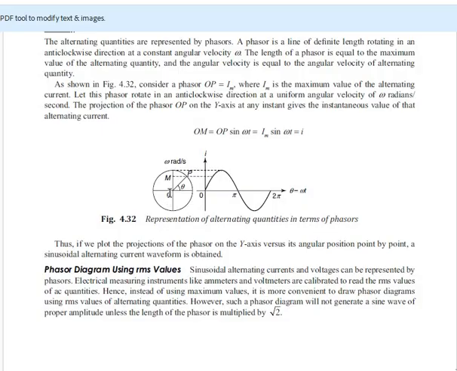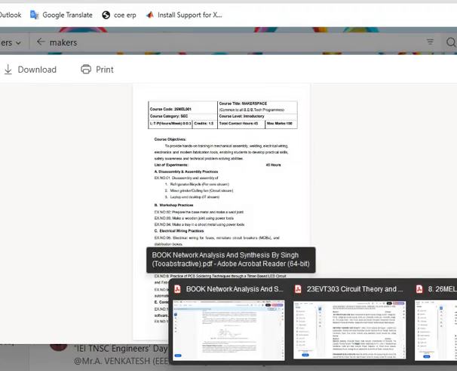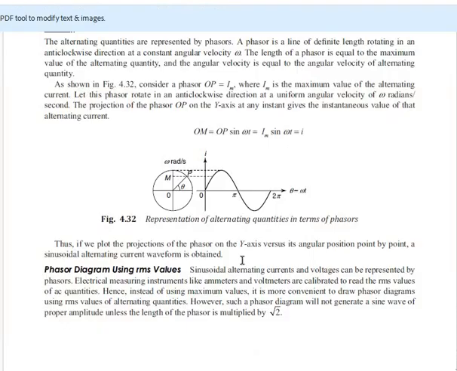So we have to consider a small circle of radius OP. We are taking OP as nothing but the maximum value of current, so the maximum value of the sinusoidal quantity is Vm. Here OP will be considered as Im. Here the y-axis quantity is current and the x-axis quantity is theta.